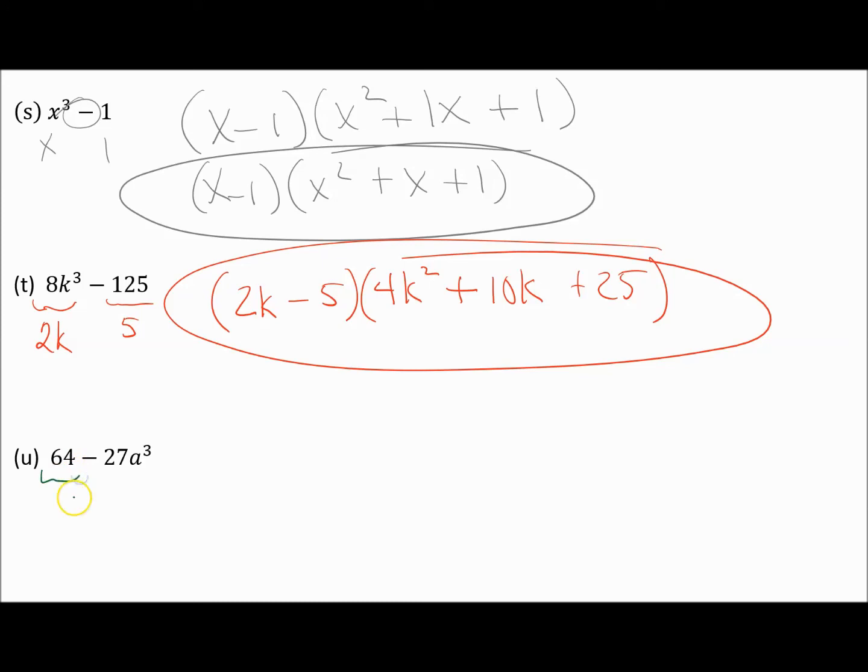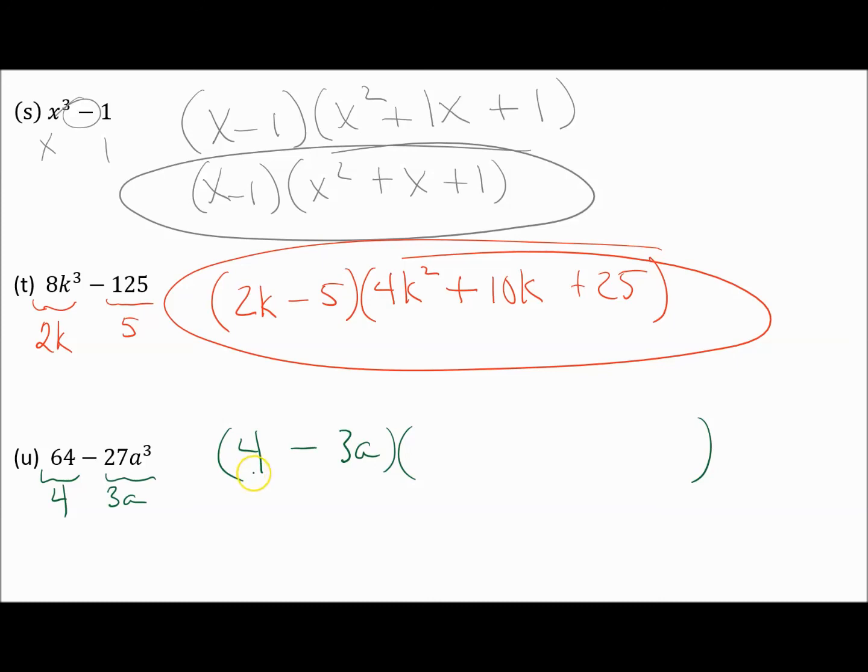So 64, is it a perfect cube? Sure it is, because 4 times 4 times 4 is 64. 27a to the third, is it a perfect cube? Sure is. 3a. Now, when you write your small set and your big set, you keep this order. If 64 is first, then the cube root of 64, which is 4, also comes first. And again, that means 3a comes next, and this is subtraction, so subtraction goes there.